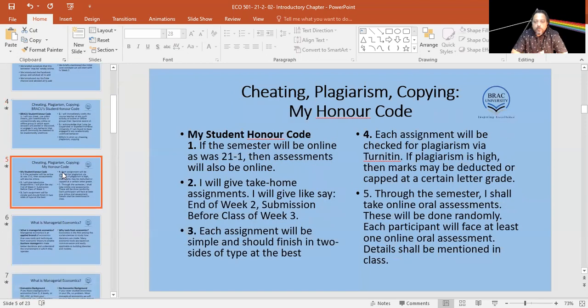Now, in conjunction with the BRACU University Student Honor Code, this is my Student Honor Code. Number 1, if the semester will be totally online as it was in the previous semester, spring 21, i.e. 21-1, then assessments will also be online, since we won't be able to meet face to face. I will give take-home assignments.